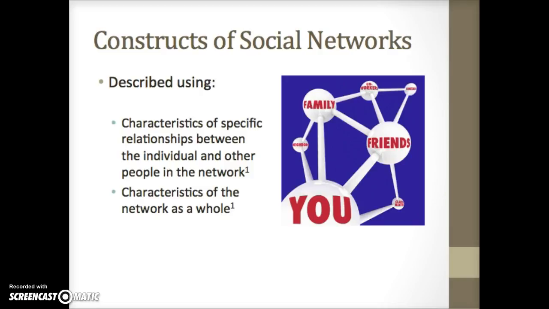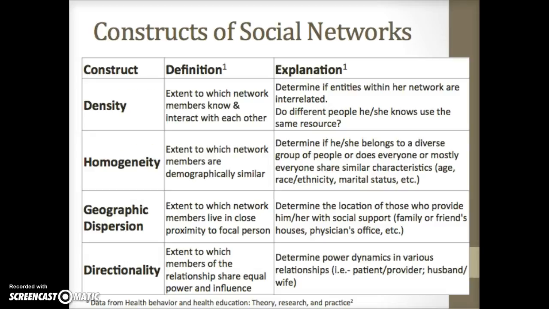Social networks are described using two types of characteristics. One way to describe a social network is through characteristics pertaining to specific relationships between the individual and other people in the network. Networks can also be described using characteristics of the network as a whole. There are 8 constructs of social networks.